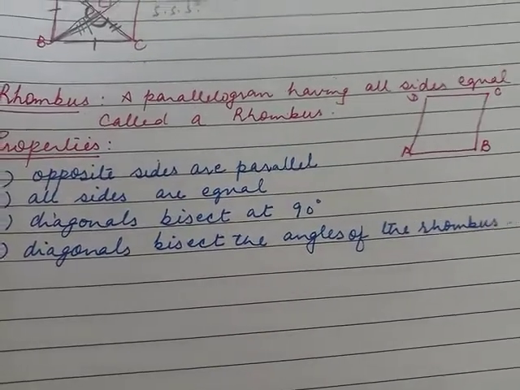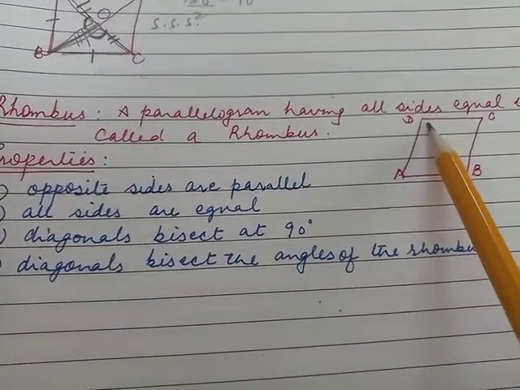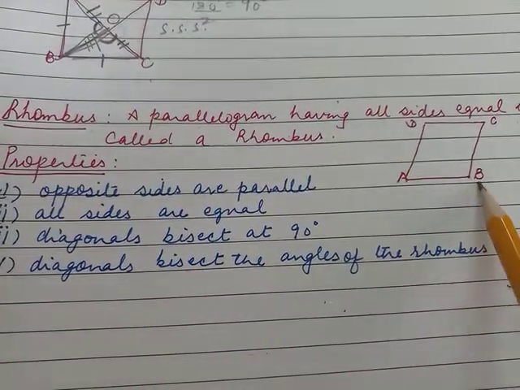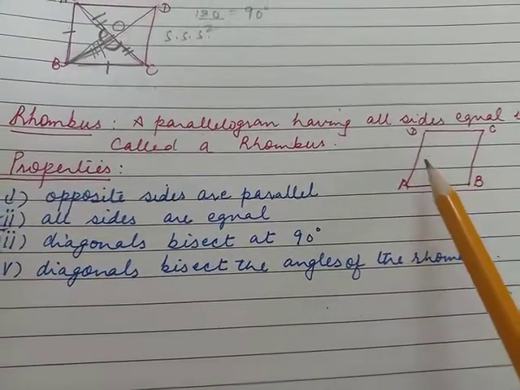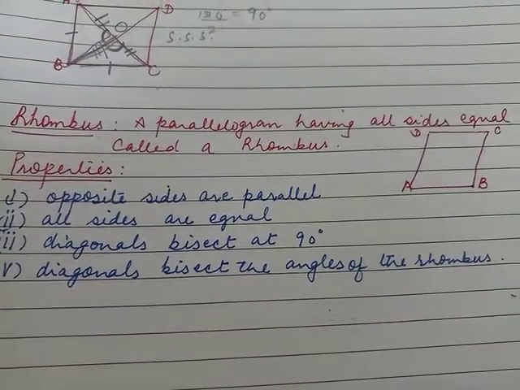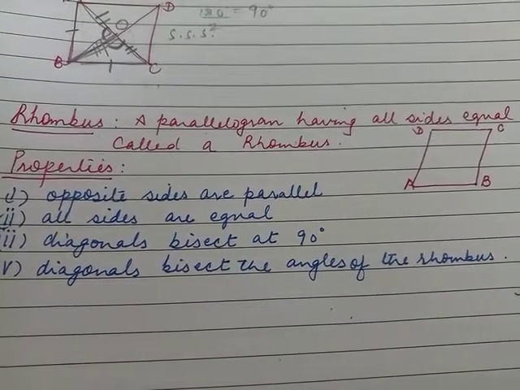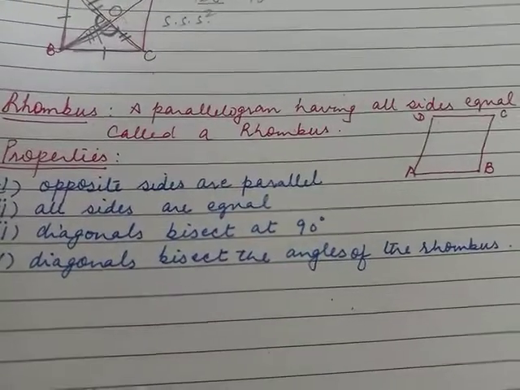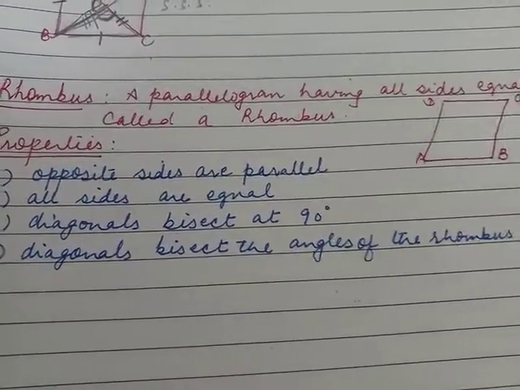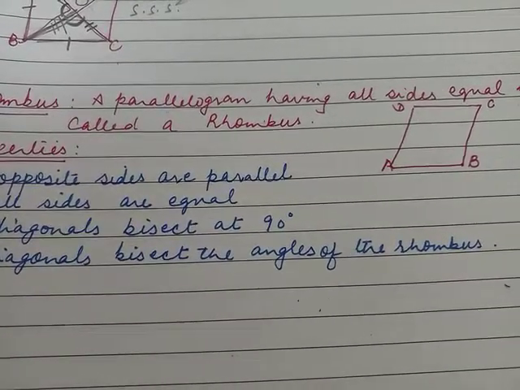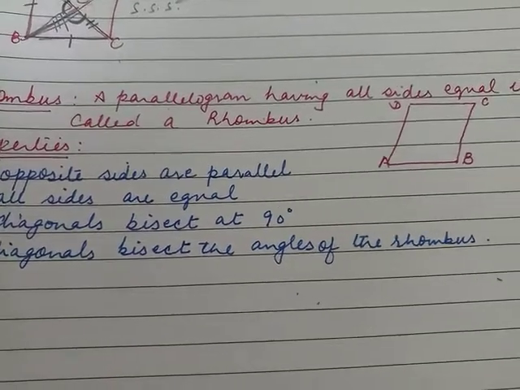So what is the major difference between a rhombus and a square? See, in square each angle measures 90 degree, but in rhombus each angle does not measure 90 degree. This is the difference between a square and a rhombus. Rhombus has all the properties of a square, but the difference is in square each angle measures 90 degree, but in rhombus it does not.